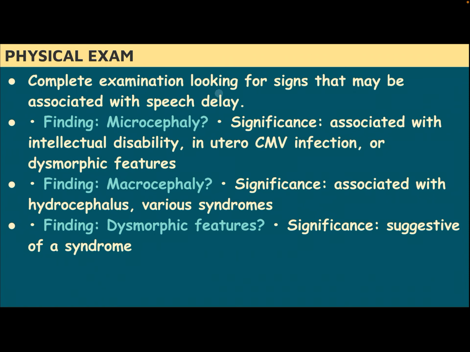Physical examination. Complete examination looking for signs that may be associated with the speech delay. Finding: microcephaly, significant, associated with intellectual disability, in utero cytomegalovirus infection, or dysmorphic features. Finding: macrocephaly, significant, associated with hydrocephalus and various syndromes. Finding: dysmorphic features, suggestive of syndrome.